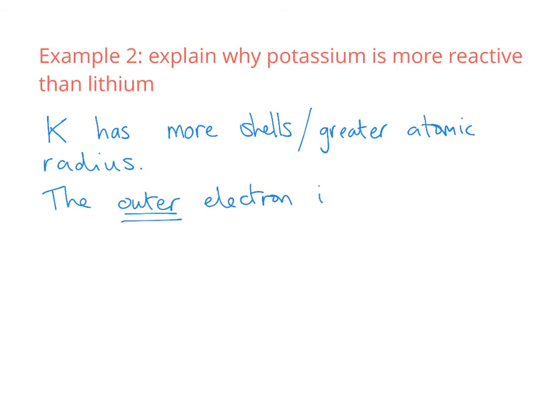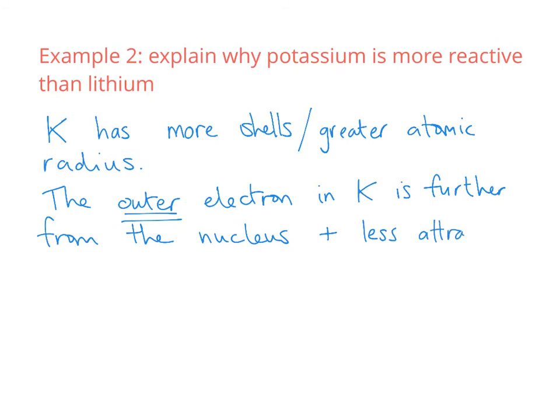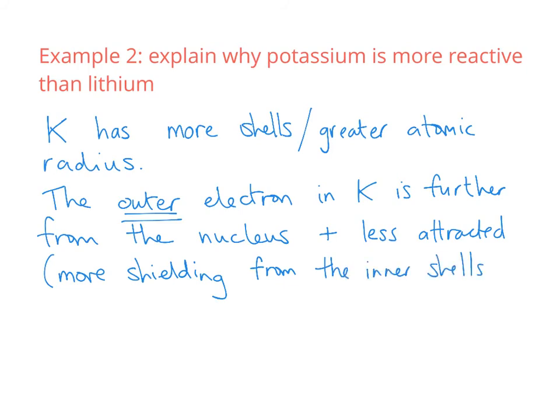So the outer electron in potassium, be specific all the time, is further from the nucleus, and therefore less attracted to it. You could also talk about shielding here. So there are more shells between the nucleus and the outer shell for potassium. So the inner shells. So that's sort of charge and distance.